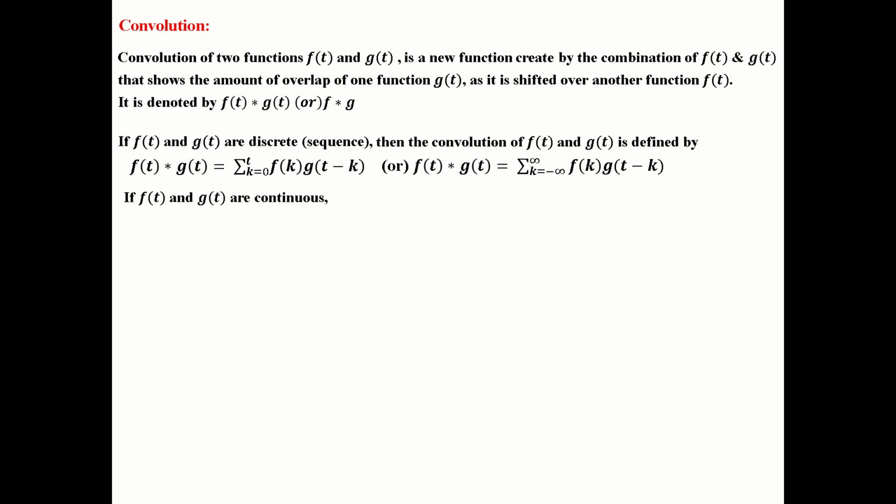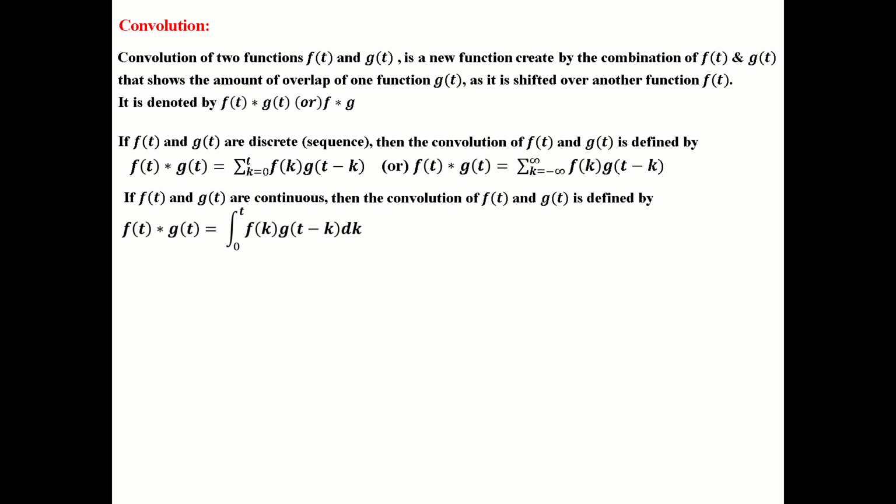If f of t and g of t are continuous, then the convolution of f and g is given by f star g is equal to the integral from 0 to t of f of k g of t minus k dk, or f star g is equal to the integral, changing the limits, from minus infinity to plus infinity of f of k g of t minus k dk. The convolution of f and g is equal to the convolution of g and f, that is g star f.